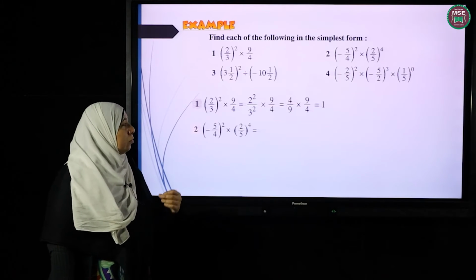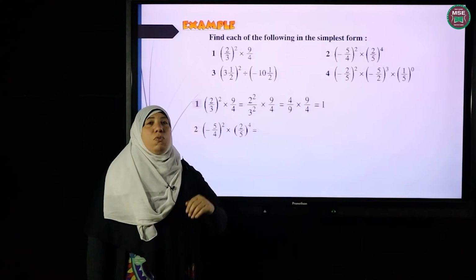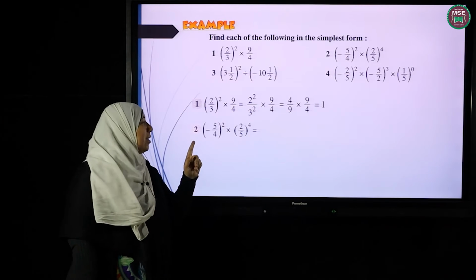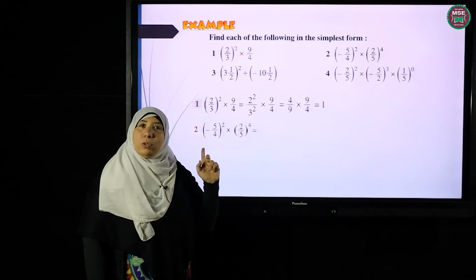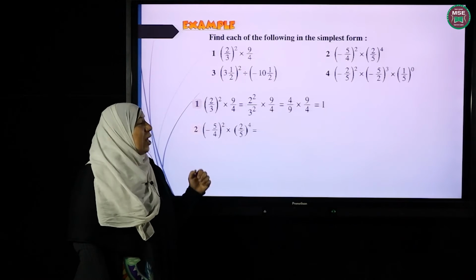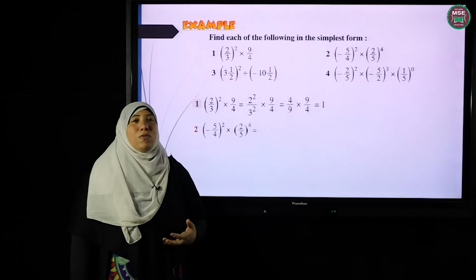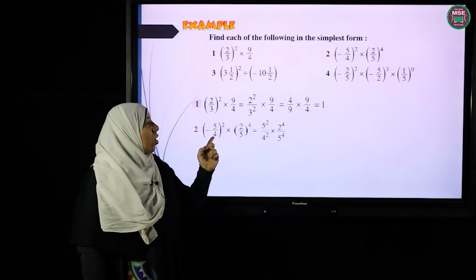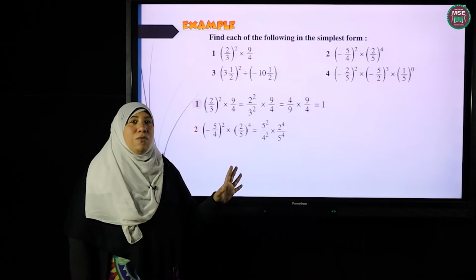Now, number 2. Negative 5 over 4 power 2 times 2 over 5 power 4. Now, I have many things to do. First, it's a negative 5 over 4. So, I will think about the power. The power here is 2. Is 2 odd or even? 2 is an even number. So, what about the negative 5? Yes, we will remove the negative. Bravo. 5 over 4 will be 5 power 2 over 4 power 2, and I will remove the negative at all.